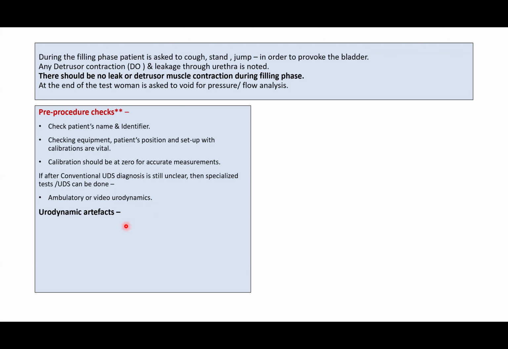The examiner can ask you about the urodynamic artifacts, or if a junior asks, what are these? Explain it in just 2-3 lines. These are inaccurate measurements, which can lead to failure of reproduction of the urinary symptoms which the patient is having, and can give false negative or false positive findings. So all the settings should be very accurate. Calibration should be at 0.